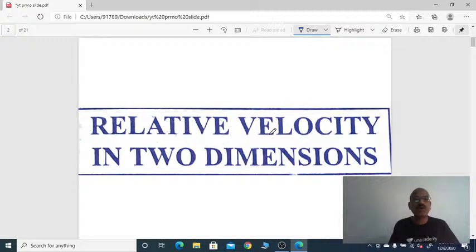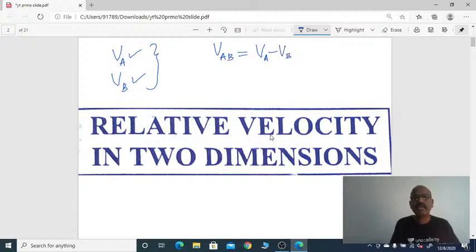Relative velocity of one body with respect to another body. Always we will compare. See, for example, velocity of one body VA and velocity of another body VB. If the two bodies have velocity VA and VB, how can we compare these velocities? The relative velocity of one body with respect to another body is given by the general formula. Relative velocity of body A with respect to body B is VA minus VB.